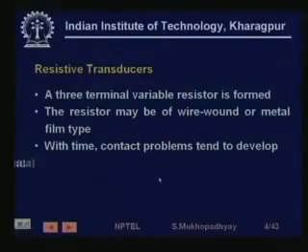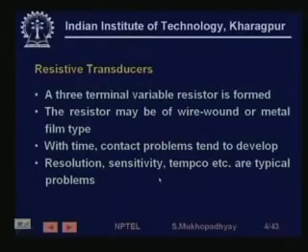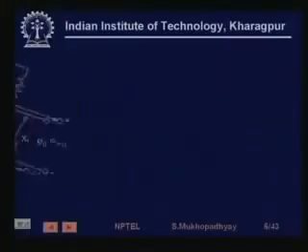So, for example, you have resolution and sensitivity problems. The sensitivity may actually depend on how much current you are sending through these resistances. If you send too much current, the temperature of the wire will rise. So, the resistance change will now be affected by what is known as self-heating error. So, these transducers, although they are cheap, are often affected by such problems.